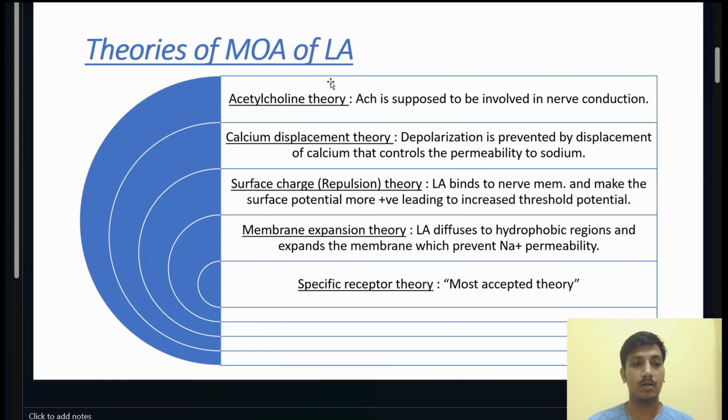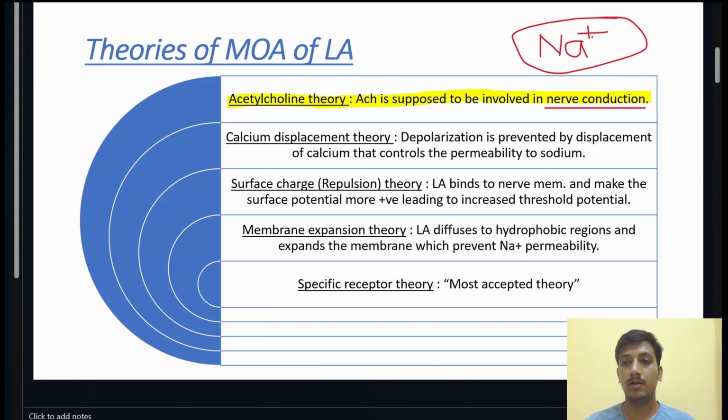Moving further to the theories of mechanism of action of local anesthesia, the first theory is the acetylcholine theory, in which acetylcholine is supposed to be involved in nerve conduction. But we know that nerve conduction is a process in which sodium ion is involved. So this theory is totally discarded, as the justification for this theory is lacking.